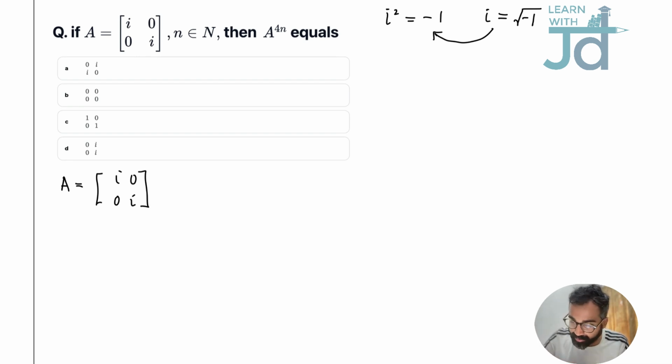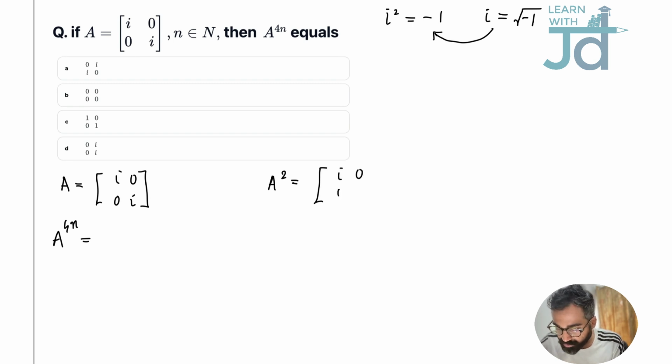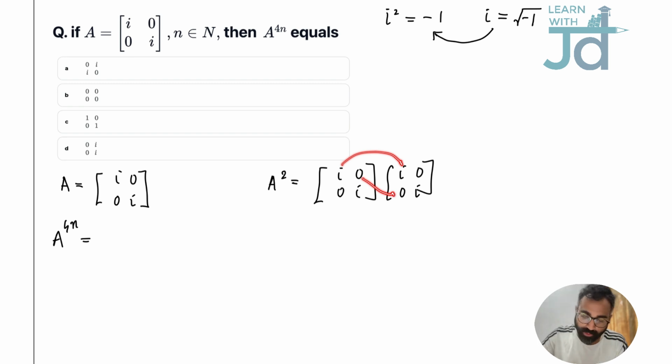So I want to find the determinant value for A. And they have not asked the determinant, they have just asked A raised to 4 raised to n. So first let us find A square. So A square is [i 0; 0 i] times [i 0; 0 i]. Again, you multiply two matrices. So how do you multiply two matrices? Very easy. You multiply this into this, right? So i into i plus 0 into 0. So you get i square basically.